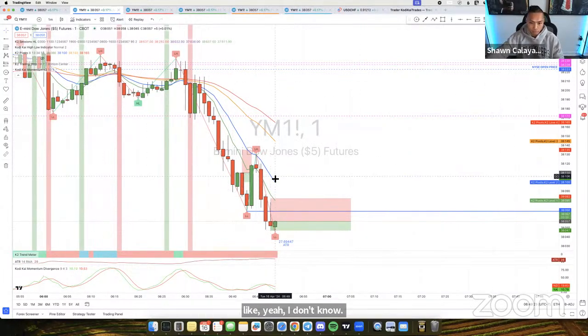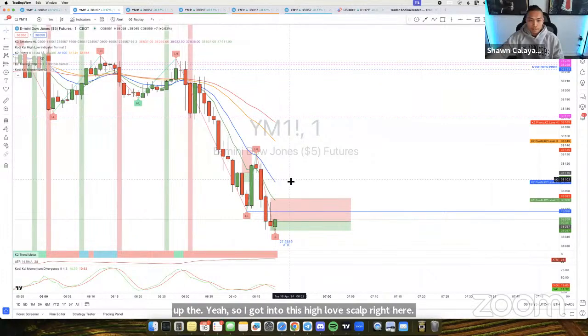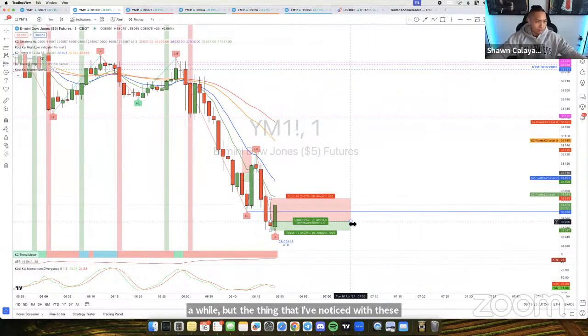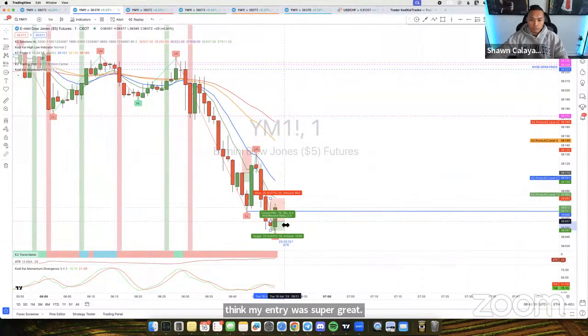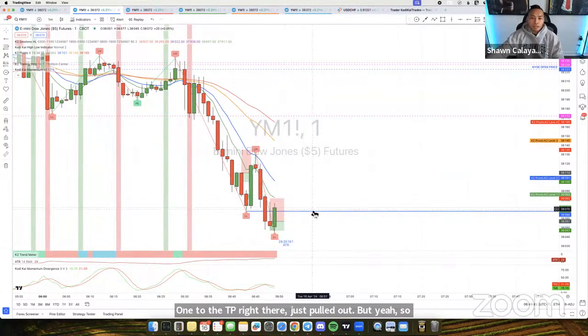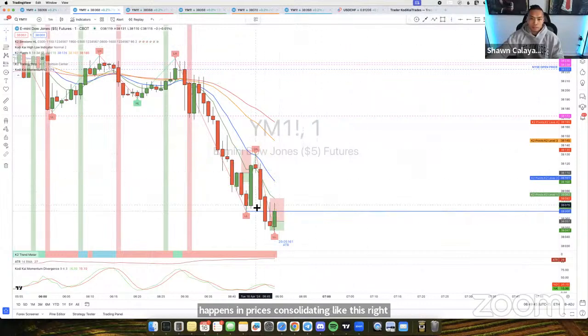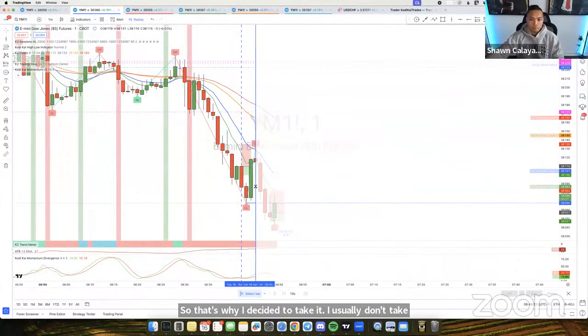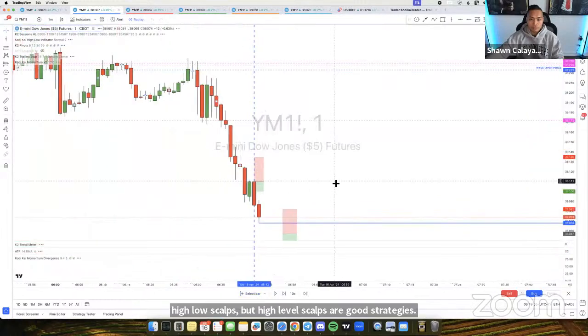This is the thing that I've noticed with these high-low scalps, guys, and I know I haven't taken this in a while. You guys heard it said order filled. I had to pull out early because I don't think my entry was super great. But once it hit TP right there, I just pulled out. But yeah, when I see a high-low scalp that happens when price is consolidating like this right here, it typically is going to hit. So that's why I decided to take it. I usually don't take high-low scalps, but high-low scalps are good strategies. And it just looked like a great entry there. So that's why I took it.